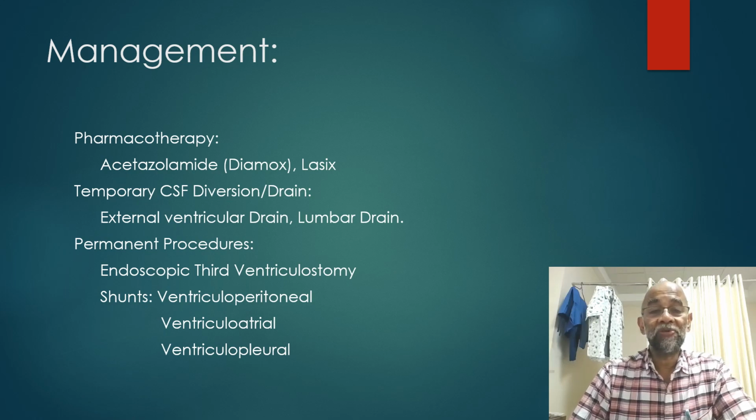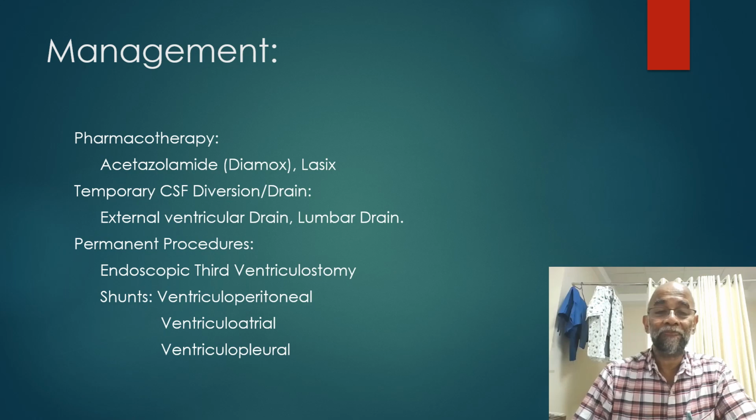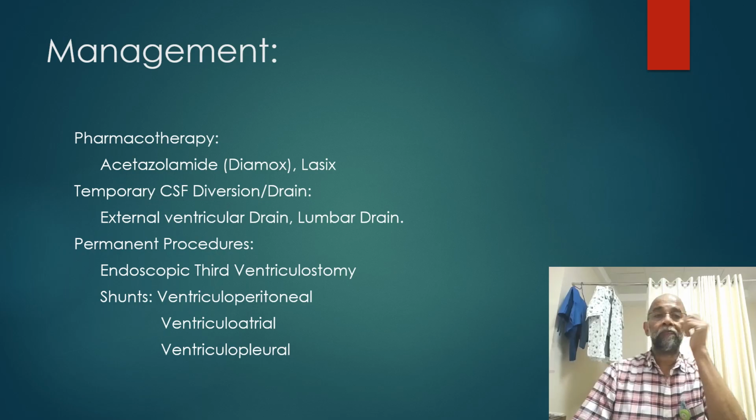Permanent procedures for CSF diversion include endoscopic third ventriculostomy. This is classically performed in obstructive hydrocephalus and where the block is at the level of the aqueduct or of the fourth ventricular outlets. We are communicating the third ventricle with the subarachnoid space. Shunts can be used. Most common is ventriculoperitoneal, but ventriculoatrial and ventricular pleural are also options.